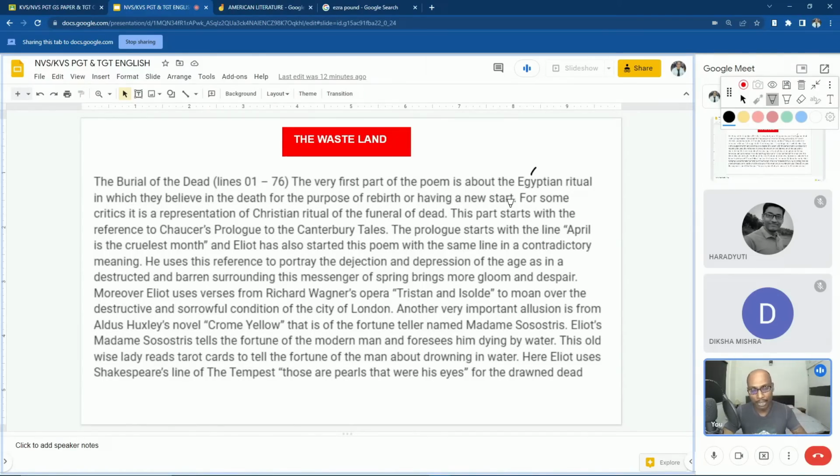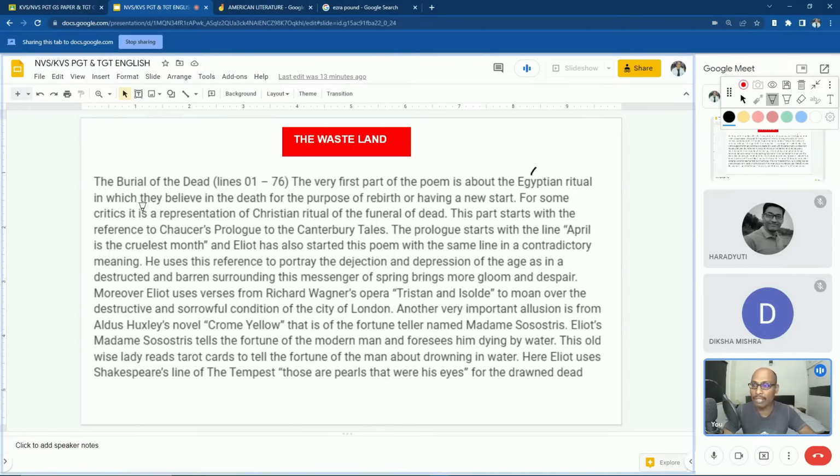So in the Egyptian culture, or even in Indian mythology, Indian philosophy also, it is told to us that when we die, our body only we have lost, but the soul remains permanent, eternal, and whatever good actions, bad actions, sin, all those things will be attached to our soul. And if we are not purified by our actions, if no purification happens, then again we have to take a new birth, and again we have to suffer in this world. For some critics, it is the representation of the Christian ritual of the funeral of the dead.